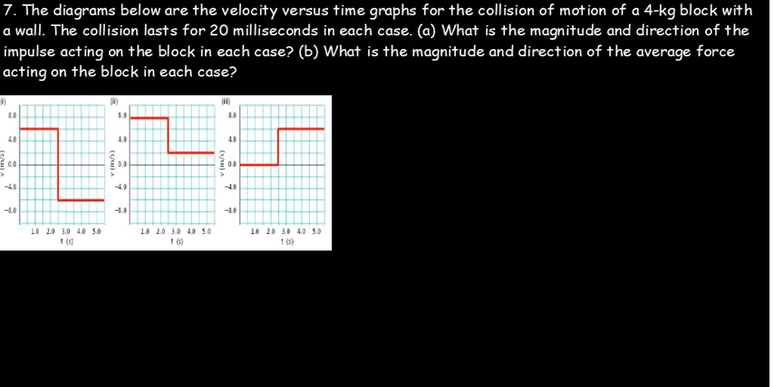But so here is question 7, which is saying the diagrams below are the velocity versus time graphs for the collision of the motion of a 4 kg block with a wall. The collision lasts for 20 milliseconds in each case. What is the magnitude and direction of the impulse acting on the block in each case? But B, what is the magnitude and direction of the average force acting on the block in each case? So let's start with part A.